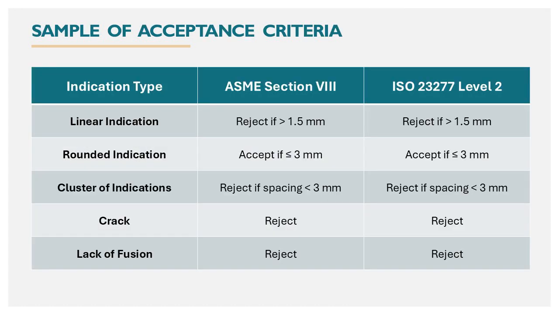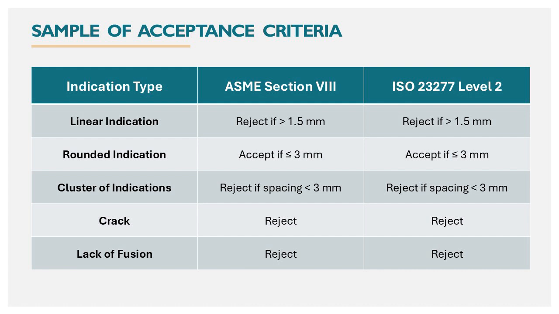Sample of acceptance criteria. When indication type is linear, ASME Section VIII and ISO 23277 Level 2. Given this linear indication, a rejection if greater than 1.5 mm. When indication type is rounded, ASME Section VIII and ISO 23277 Level 2. Given this rounded indication, an acceptance if less than or equal to 3 mm.